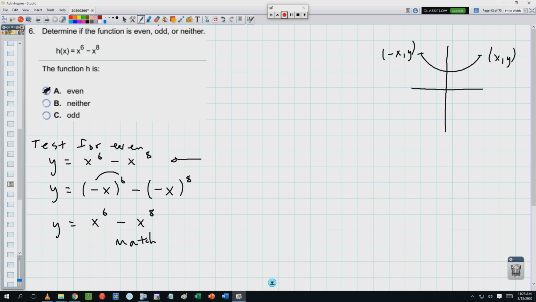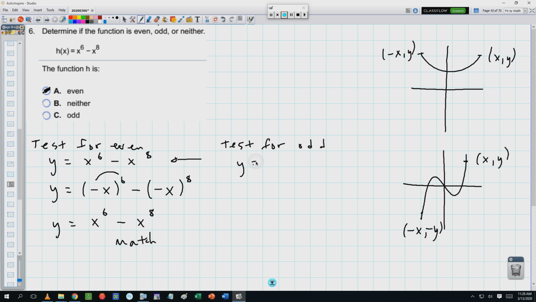Let me go ahead and explain the odd. If a function is odd, it has origin symmetry. So if you have a point here that is x comma y, you would expect to have one here, a negative x comma negative y. So the test for odd is you take your original function, and you replace both the y with the opposite and the x with the opposite.